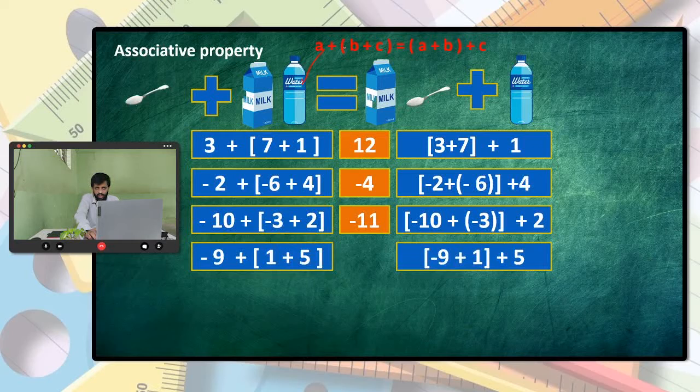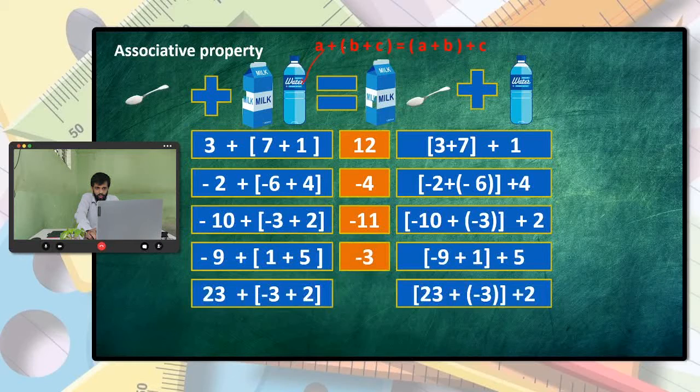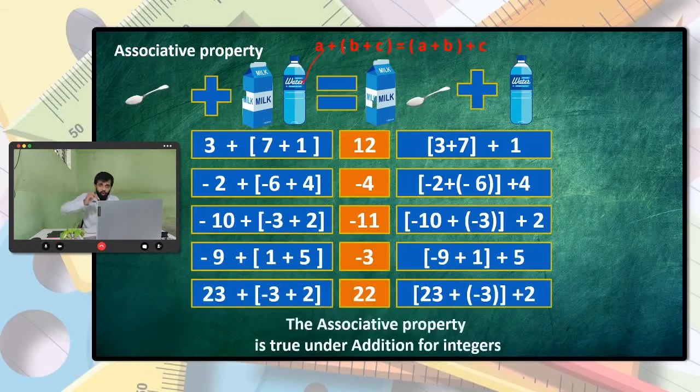Same way, you can try it for this number. You can pause the video and write down the answer in the comment section. Okay, and the answer is minus 3. You can try this one too. So after looking at all these answers, I can say the associative property is true under addition of integers. The same thing, you can try the associative property for subtraction, for multiplication, and even for division.